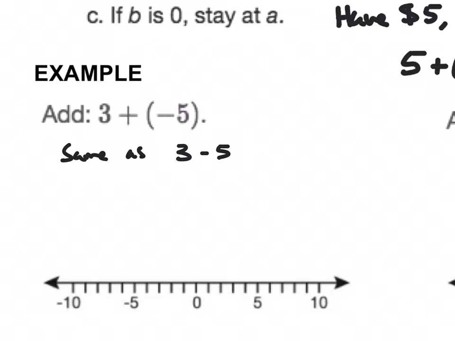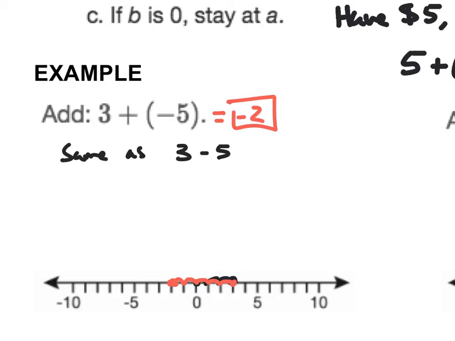Okay, now let's go ahead and just do this. I'm going to start at 0, and I'm going to count over. I'm going to start at 3. So I'm going to go 1, 2, 3. Plot my point. And then we're going to subtract 5. We're going to move 5 units to the left. So I'm going to start here at 3 and go 1, 2, 3, 4, 5. Coincidentally, we still get -2. And that's how we use a number line.